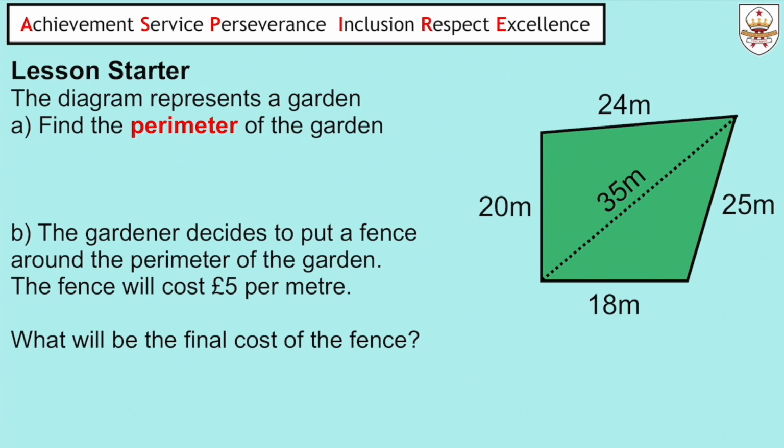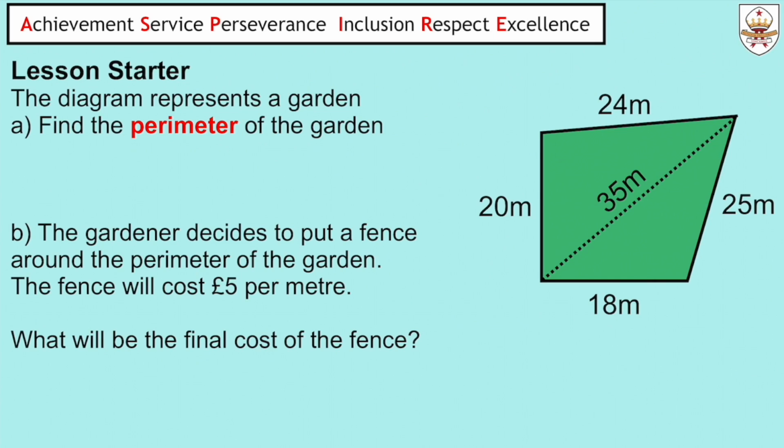So the first thing that you're going to do, looking at this question, it's asking us to find the perimeter of the garden. Remember, the perimeter just means the length around the outside of the shape. I've put this question in because I noticed that some of you in the work that you submitted earlier in the week were including one of the measurements that was going across the shape. That measurement is not included in the perimeter.